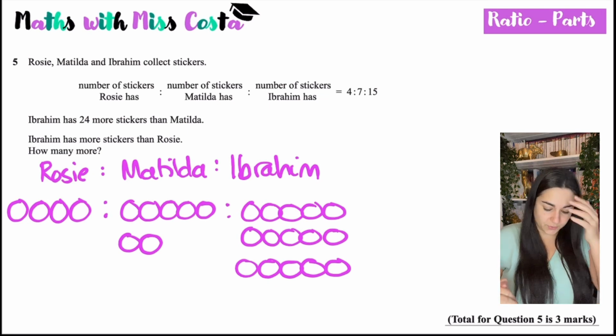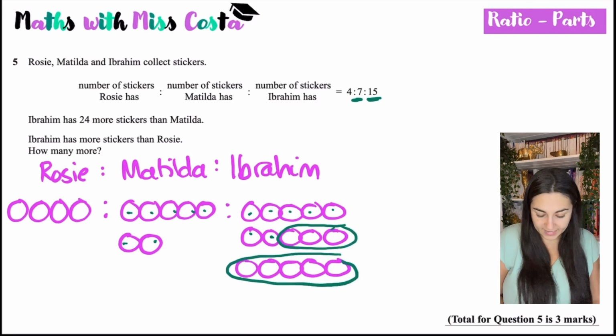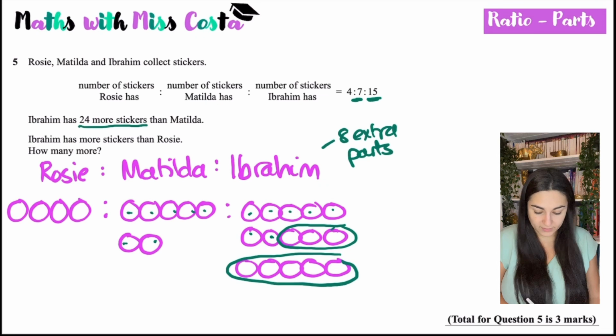So we are told that Ibrahim has 24 more stickers than Matilda, sorry. So Matilda has 7 parts and Ibrahim has 15 parts. So if we cancel out what Matilda already has, so she has 7, 1, 2, 3, 4, 5, 6, 7 is the same as what Matilda has. So Ibrahim has all of this extra. So in total, Ibrahim has 8 extra parts, okay? And we know that 8 parts are equivalent to 24 stickers, okay?